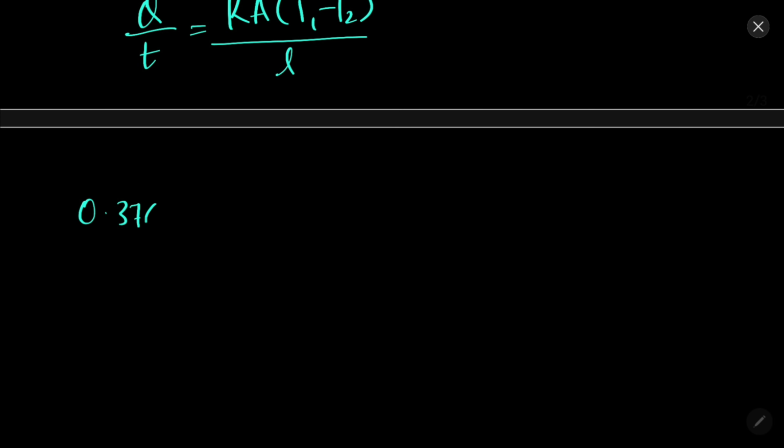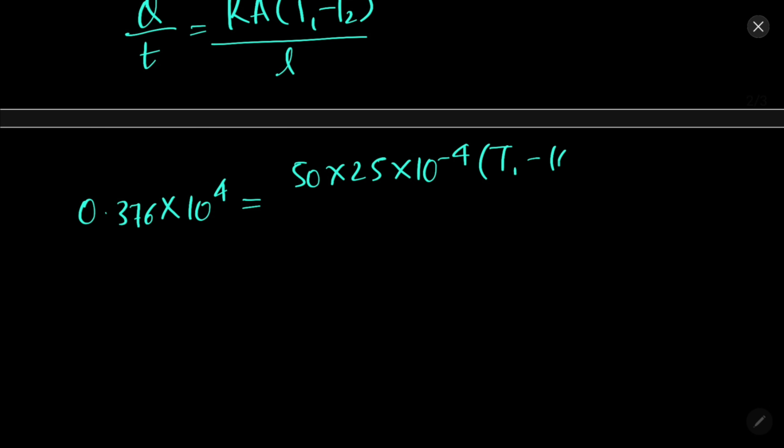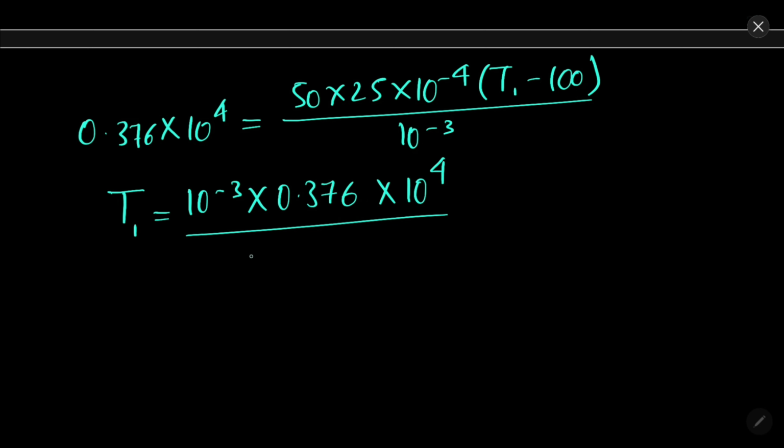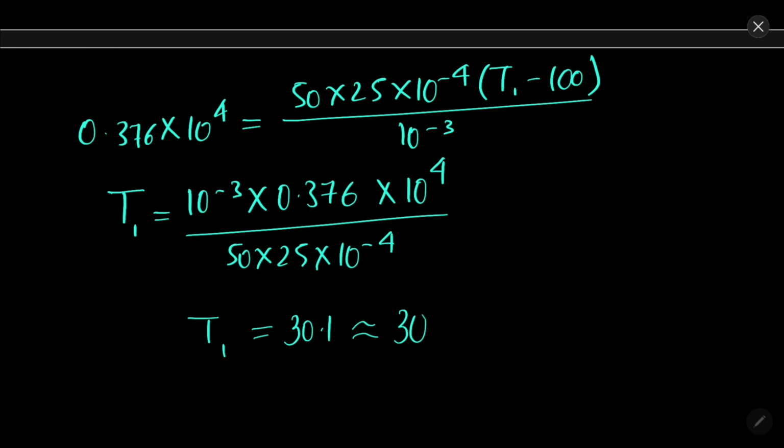So 0.376 into 10 to the power 4 equals 50 into 25 into 10 to the power minus 4 into (T1 minus 100) over 10 to the power minus 3. So from here T1 will come out to be 10 to the power minus 3 into 0.376 into 10 to the power 4 over 50 into 25 into 10 to the power minus 4. So T1 will be approximately 30.1 or 30 degrees Celsius.